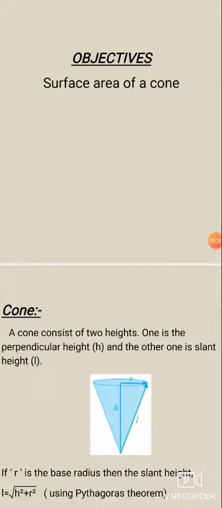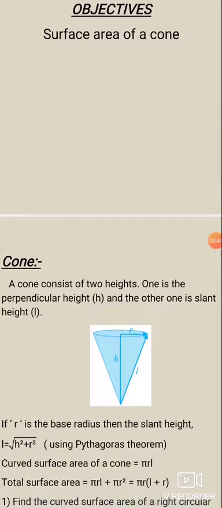Now listen carefully to this figure. How many faces for a cone? Yes, two faces. One is a curved face and the other one is the top face. A cone consists of two heights. One is the perpendicular height, that is h, and the other one is the slant height, that is L. If r is the base radius, then the slant height L is equal to square root of h square plus r square by using Pythagoras theorem.